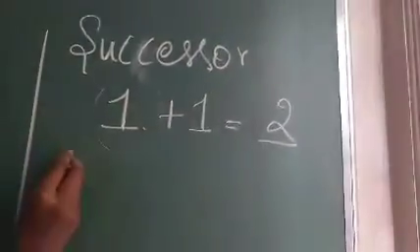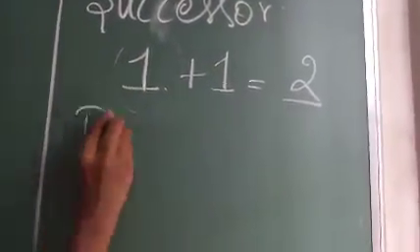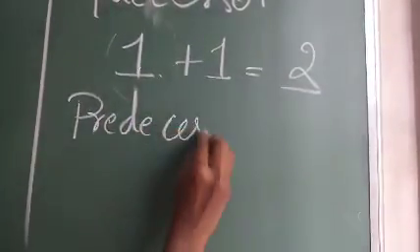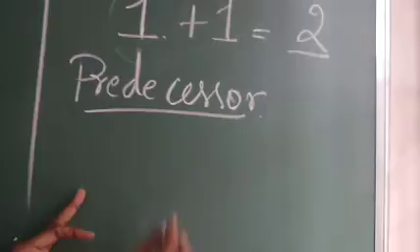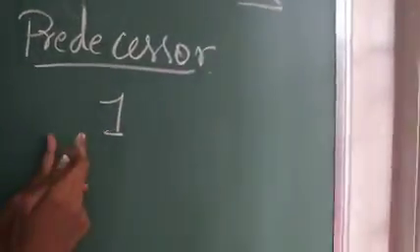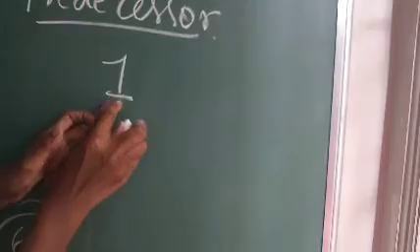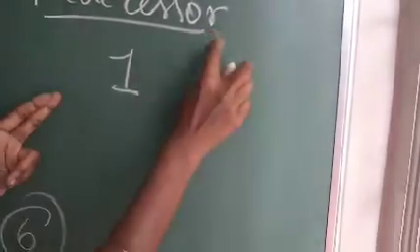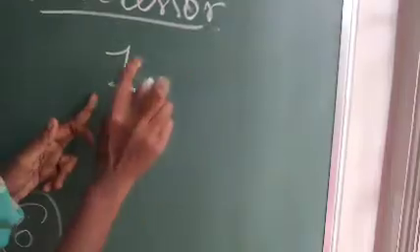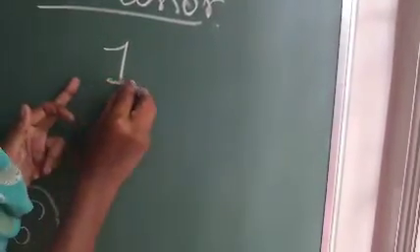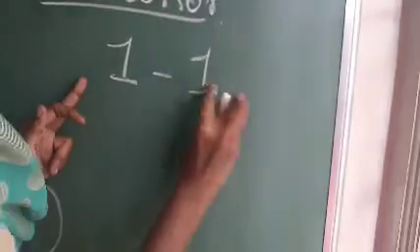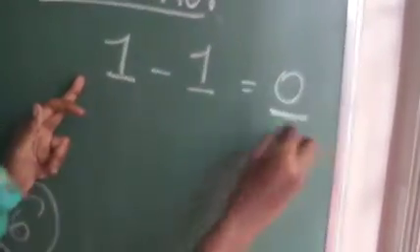Next, I am going to find the predecessor for this number. Predecessor means the previous number. In natural numbers, we know the numbers start only from 1. So here we are going to find the predecessor of 1, that means the previous number of 1. For finding the predecessor, you simply minus 1 from the given number. Here the given number is 1. So 1 minus 1 is what? 0. So 0 is the predecessor for 1 and 2 is the successor for 1.